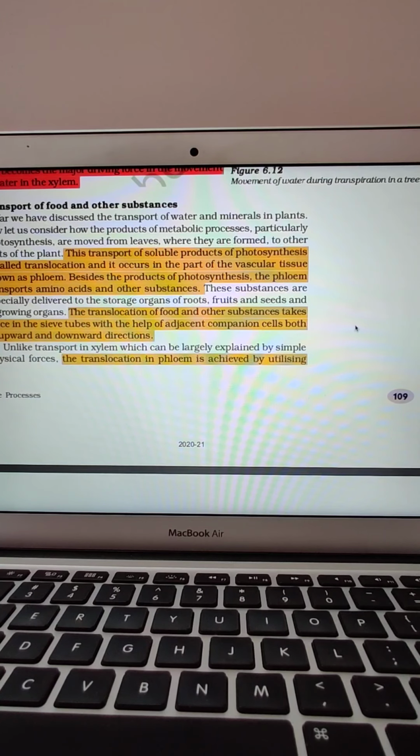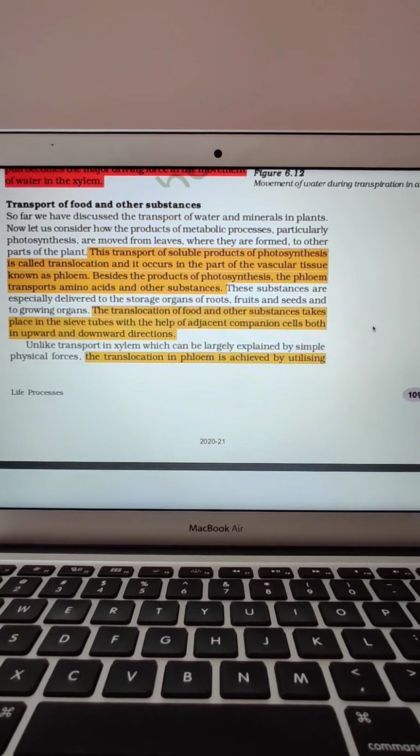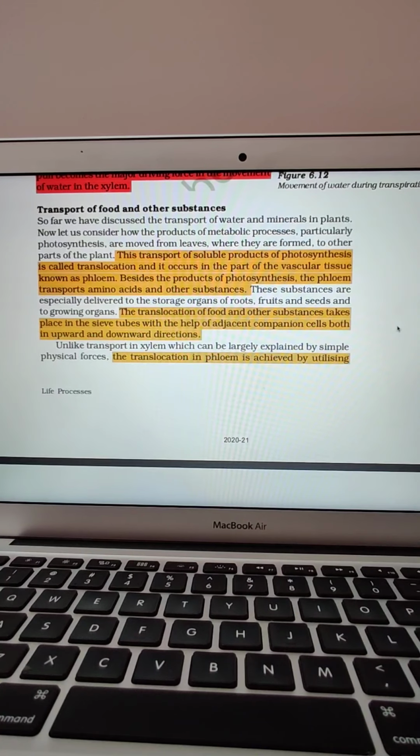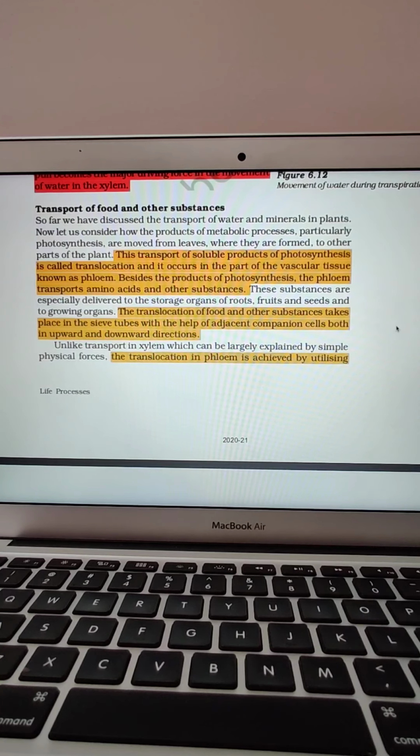So students, in the previous video you have seen transportation in plants, which can be explained by the theory of ascent of sap. In the next, we are going to see about transportation of food and other substances in the plants. So when we talk about translocation of food in plants, it involves a vascular tissue which is called what?